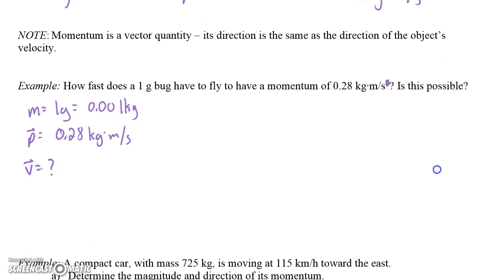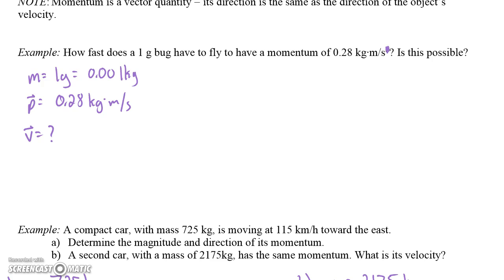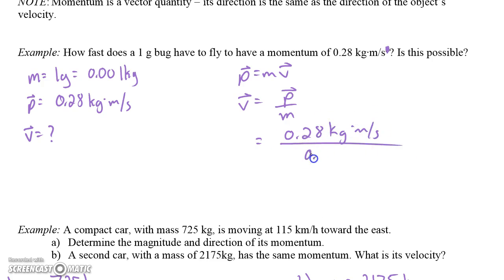So let's take a look at this first example, where we have a 1 gram bug that's trying to have a momentum of 0.28 kilogram meters per second. And we need to know if this is possible based on its resulting speed. So we just set up our equation, rearrange for v by dividing by mass, plug in our numbers, and you have to make sure that you put the mass into kilograms. If you leave it at grams, you're not going to get the right answer. Mass in any equation always has to be in kilograms. And we get a speed of 280 meters per second.